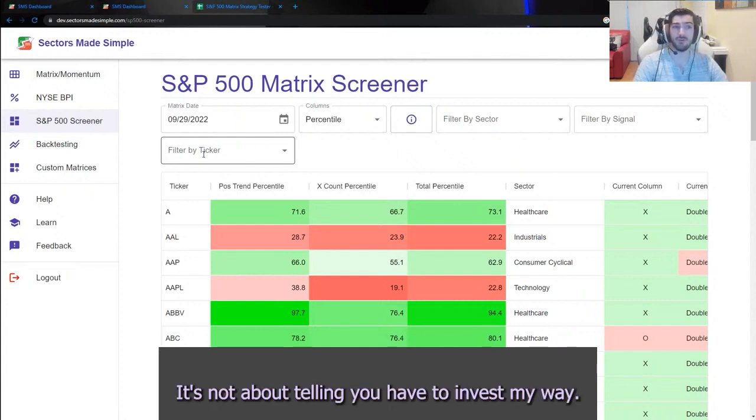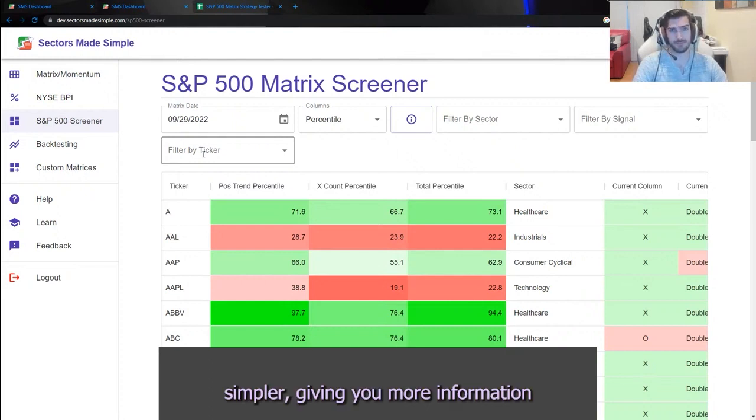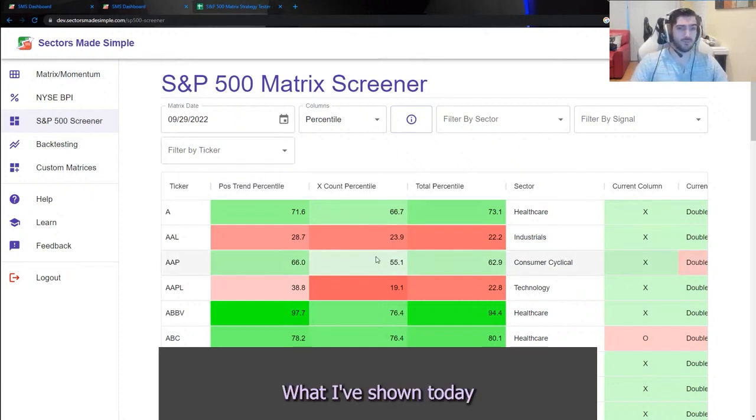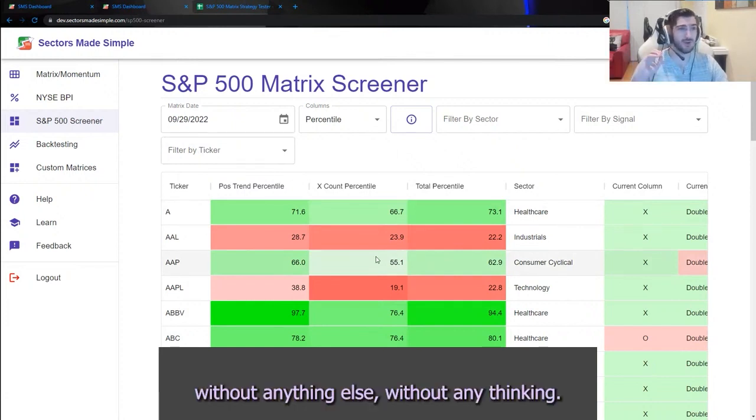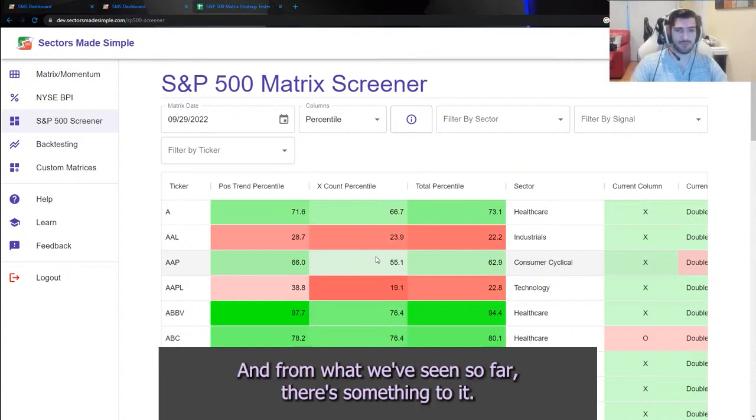It's not about telling you you have to invest my way. It's about giving you more tools and information to invest your way. Simpler. Giving you more information with less websites and less subscriptions needed. What I've shown today is just a simple way that that information can be used. Without anything else, without any thinking, you plug it in, you go, and from what we've seen so far, there's something to it.